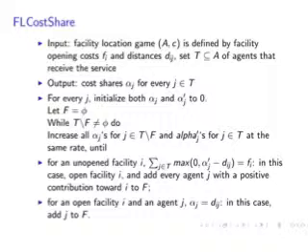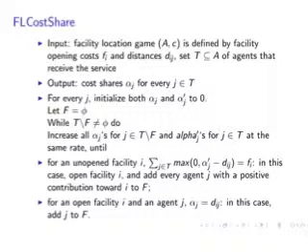Okay, first let's see what the algorithm FL cost share says. For the FL cost share, the input is the facility location game, this is the instance defined by the facility opening costs f_i and the distances d_ij, and a set T, which is a subset of A, of agents that receive the service. And the output is the cost shares alpha_j for every j in T.